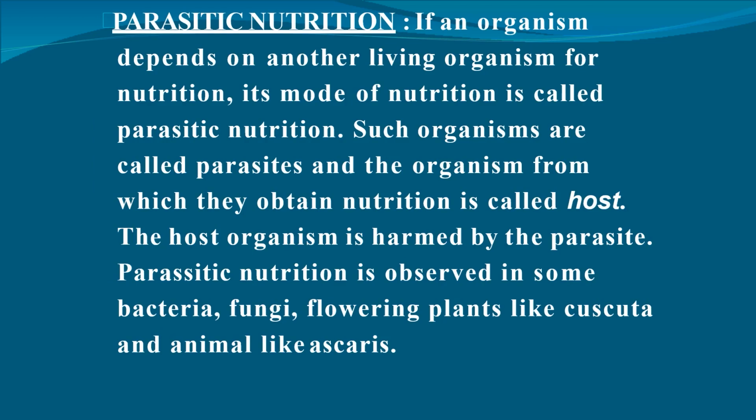The second type of heterotrophic nutrition is parasitic nutrition. If an organism depends on another living organism for nutrition, its mode of nutrition is called parasitic nutrition. Such organisms are called parasites, and the organisms from which they obtain nutrition are called hosts. The host organism is harmed by the parasite. Parasitic nutrition is observed in some bacteria, fungi, flowering plants like cuscuta and animals like ascaris.